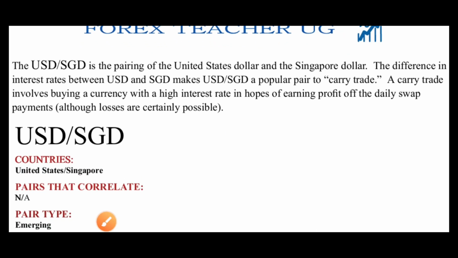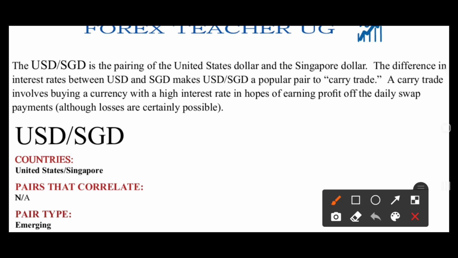So let's talk about the USD and SGD, which is the pairing of United States dollar and the Singapore dollar. The difference in the interest rates between USD and SGD makes USD SGD a popular pair to carry trade. A carry trade involves buying a currency with high interest rate in hopes of earning a profit of the daily swap. That is what we have been talking about.